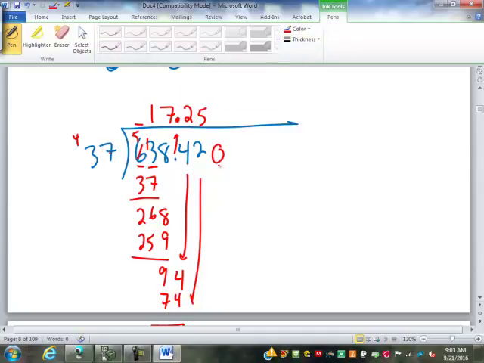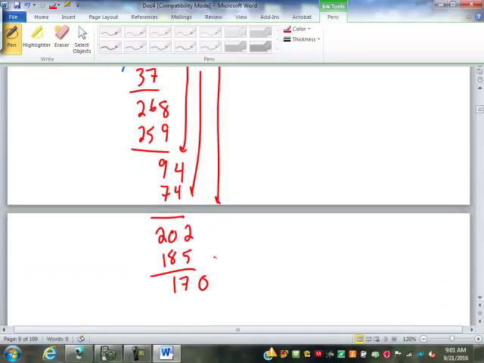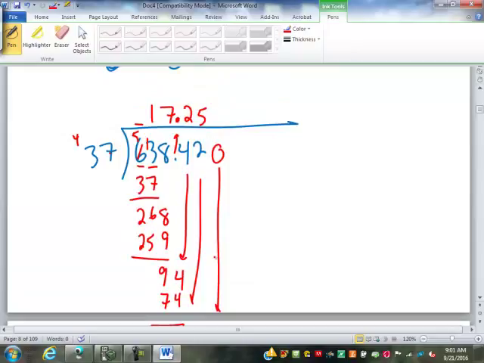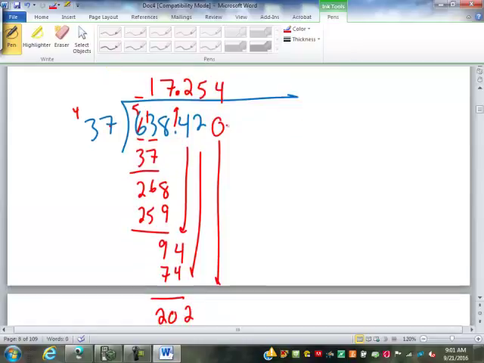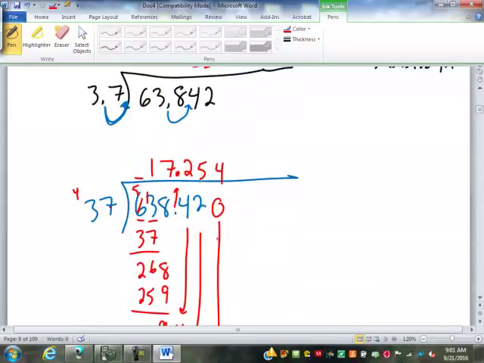Now we're out of decimal places here. Add a 0, bring it down. 37 into 170. 4 times. 4 times 37 is 148, correct? We subtract there, we get 22. Are we all done? For what you want us to do, yeah.